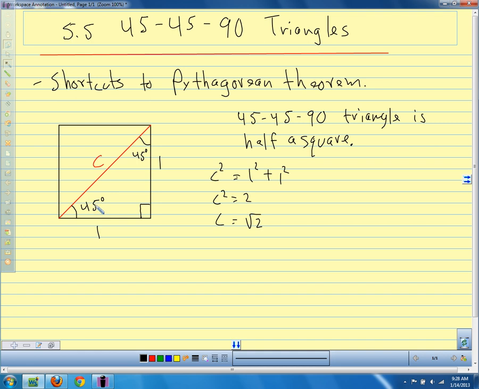Well, here's what makes 45, 45, 90 nice. Wait, so the 1 is just like the length of the side? Yeah, the 1 is just the length of those sides. So each side of the square is 1 unit. So the C would be square root of 2, whatever our units are.